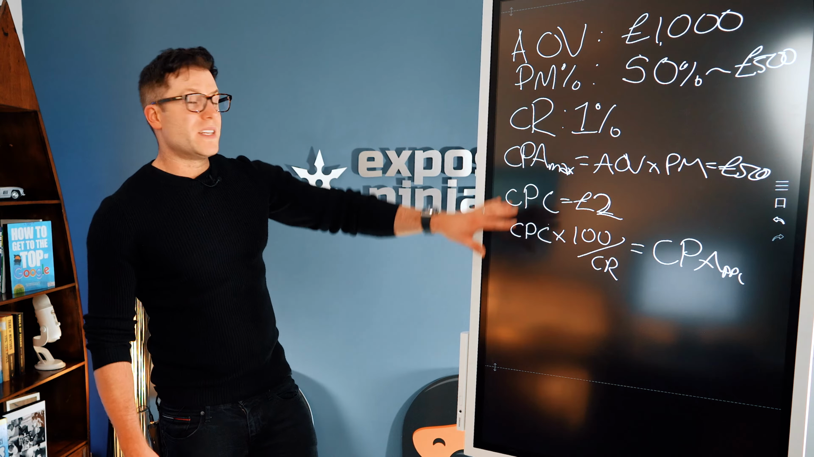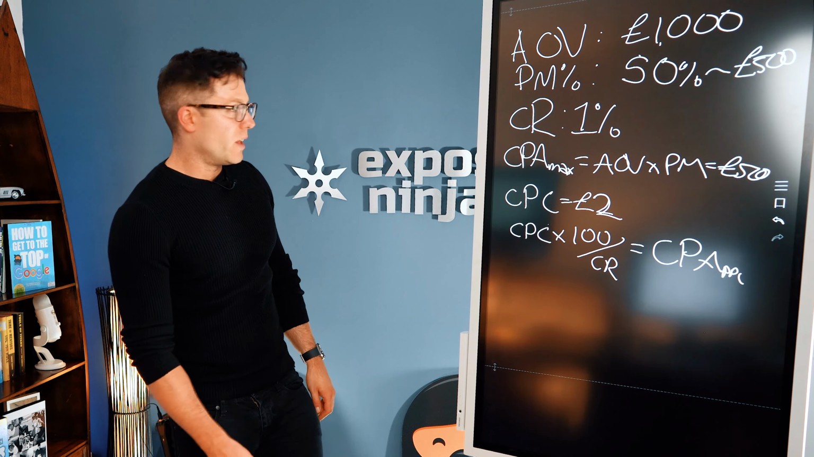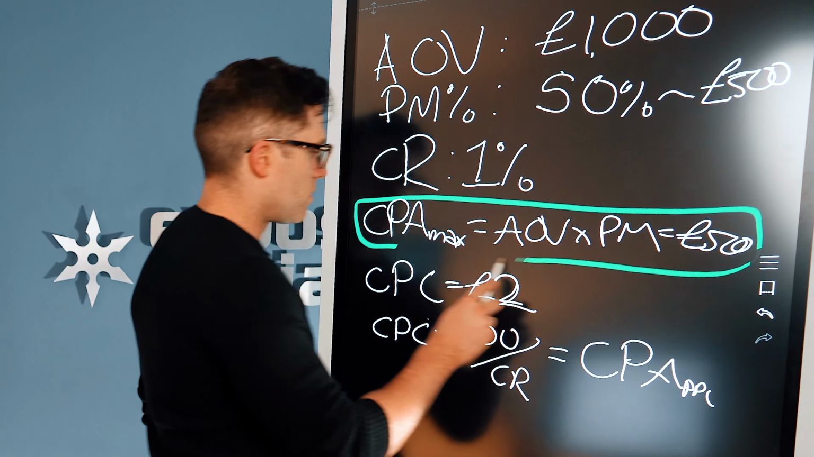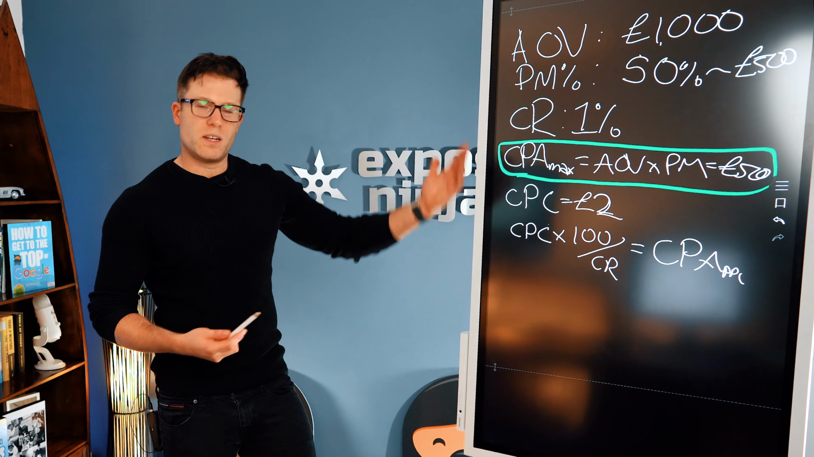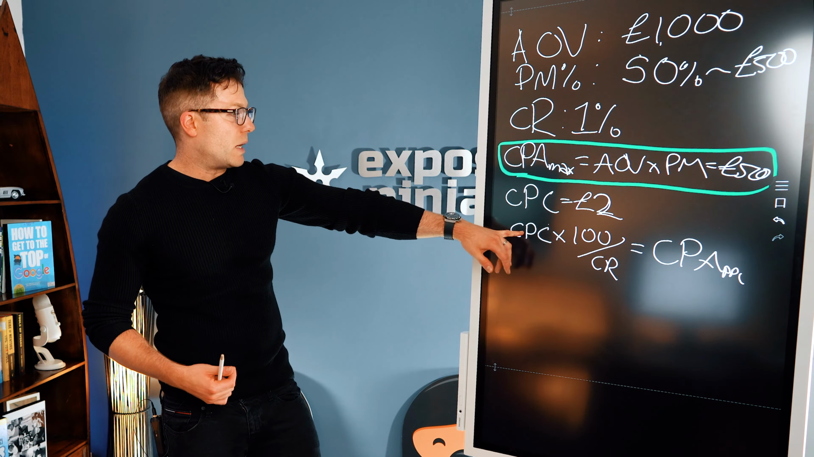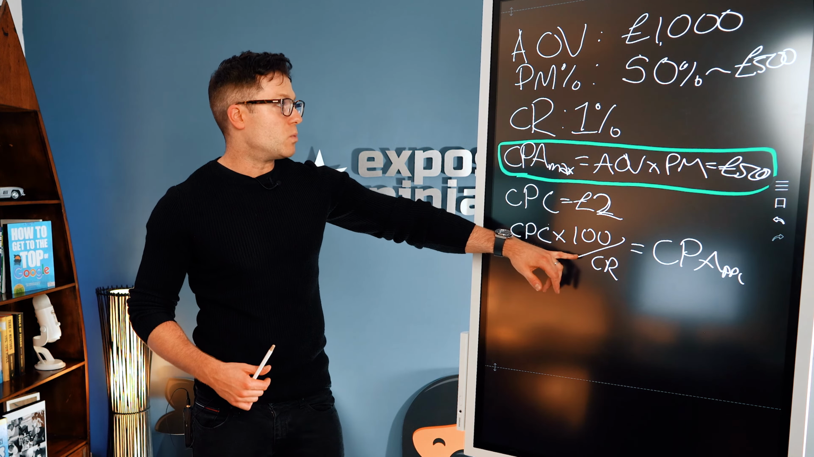So what we can get from this example, and stick with me if this is feeling a little bit complicated, trust me, it's easy. I'm going to put a big board around this one to make it feel less complicated and a bit more accessible. So what we're going to get from this one is if we're spending £2 per click, our conversion rate is 1%.